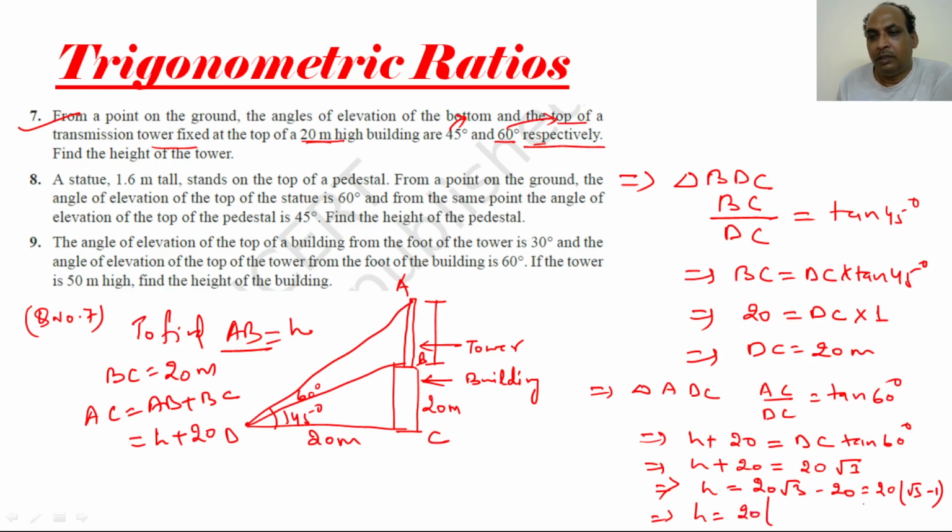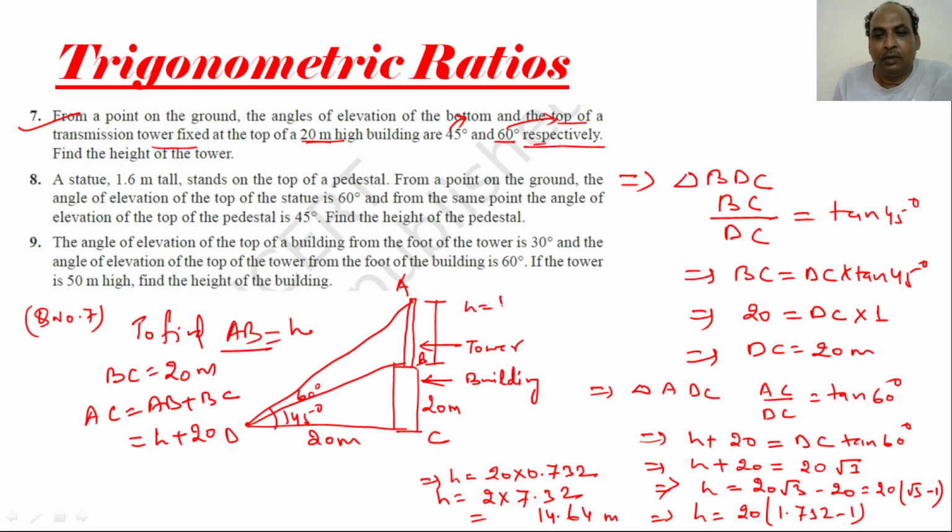This will give H is equal to 20 into root 3 minus 1, so 1.732 minus 1. So further H is equal to 20 into 0.732, and we just have to multiply, so it will become 2 into 7.32. This will give us 14.64 meter. So the height of the tower H is equal to 14.64 meter.